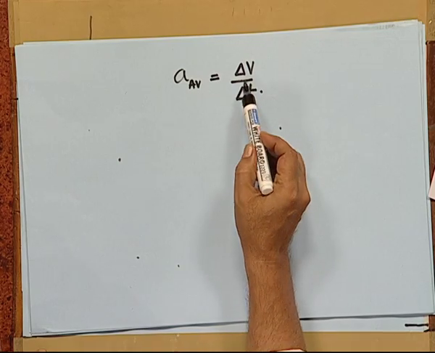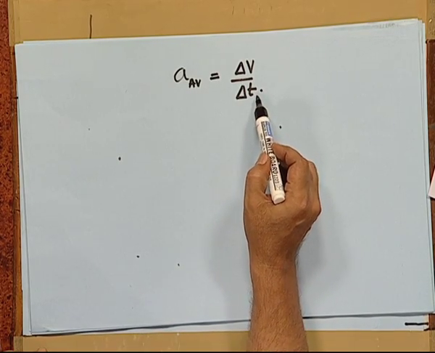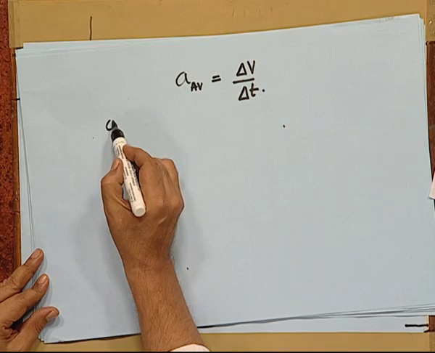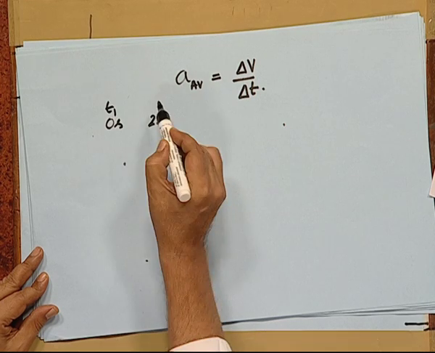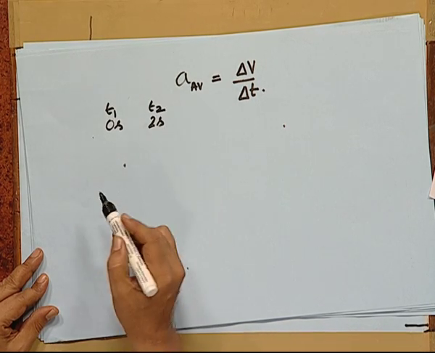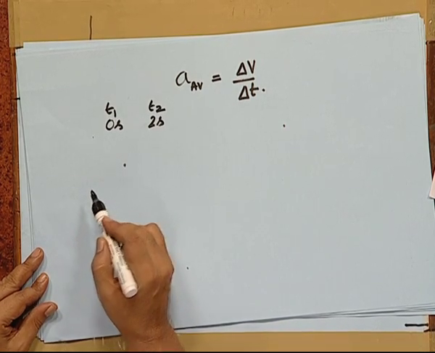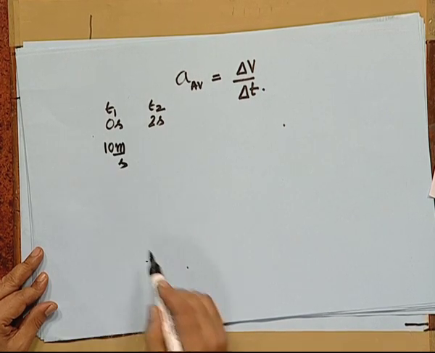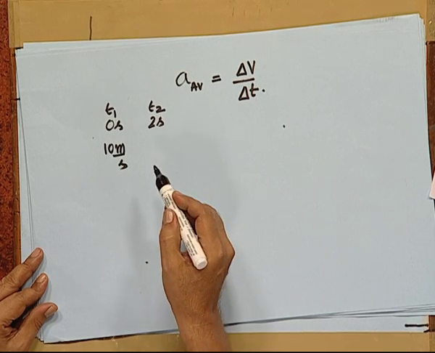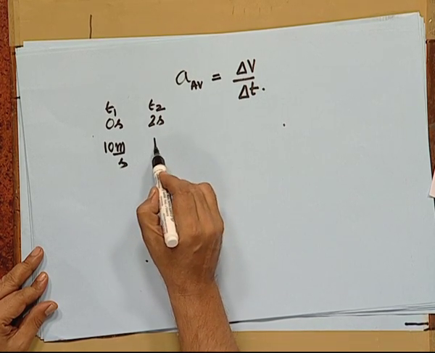Now, having defined average acceleration as change in the velocity in the interval delta t, let us do the calculation for some of the average acceleration cases. In the interval say 0 to 2 seconds, let us take t1 as 0 seconds and t2 as 2 seconds. The velocity corresponding to t1 0 seconds is 10 meters per second and the velocity corresponding to the time t2 equal to 2 seconds is 18 meters per second.